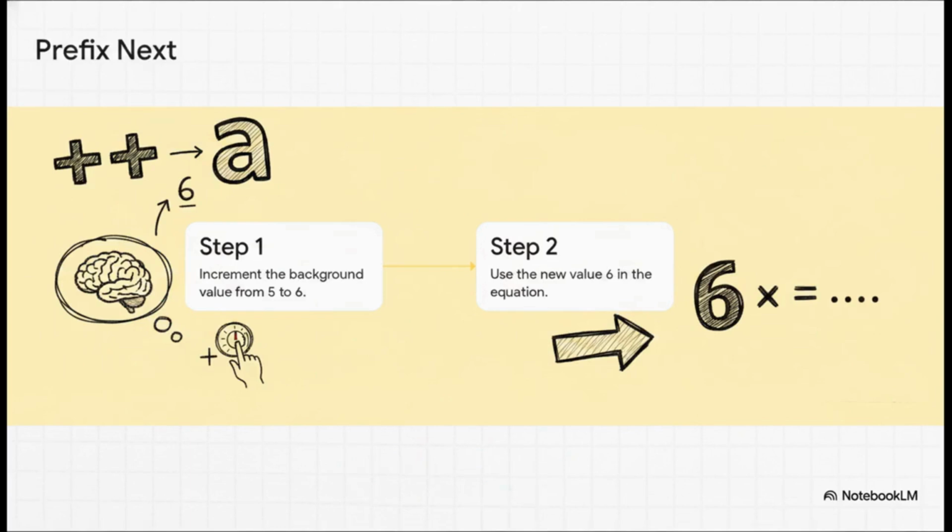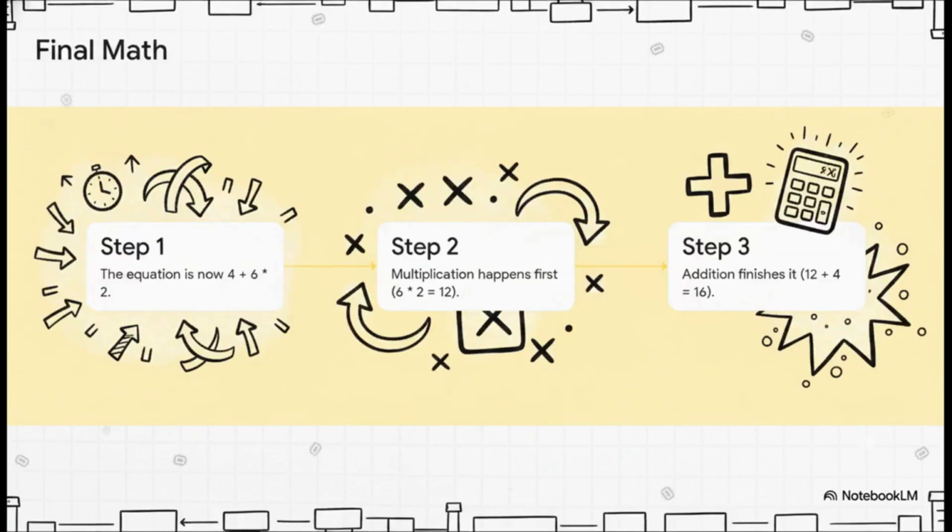Next on the priority list is our prefix operator, ++a. What was the prefix mantra? Operate first, then use. Remember, our background memory for a is currently sitting at 5. We must operate first, so we increment that background 5 into a 6. Now we use it. We take that 6 and drop it right into our active equation. And just like that, our massive expression has beautifully simplified down to 4 plus 6 times 2.